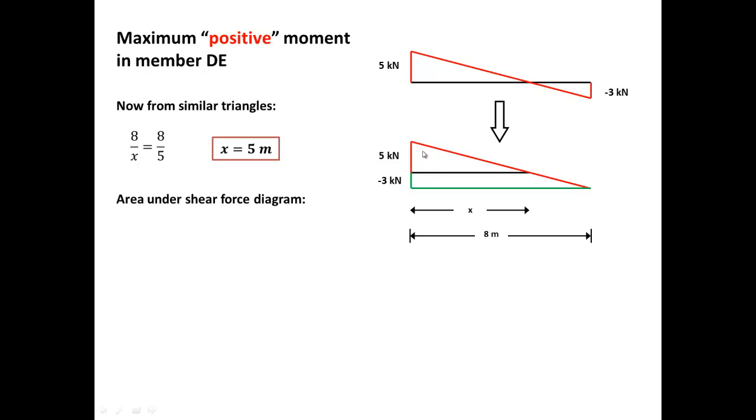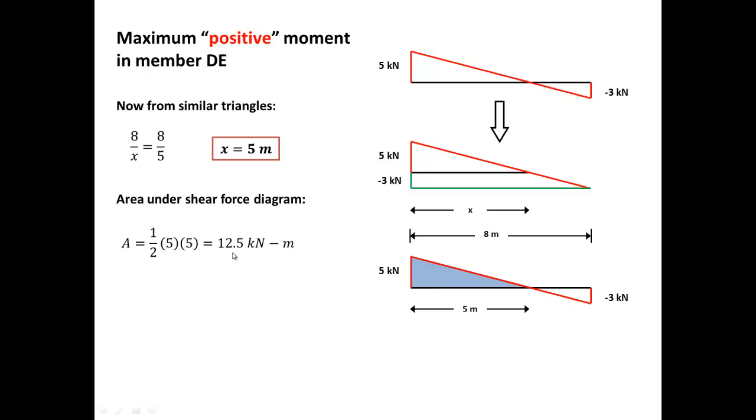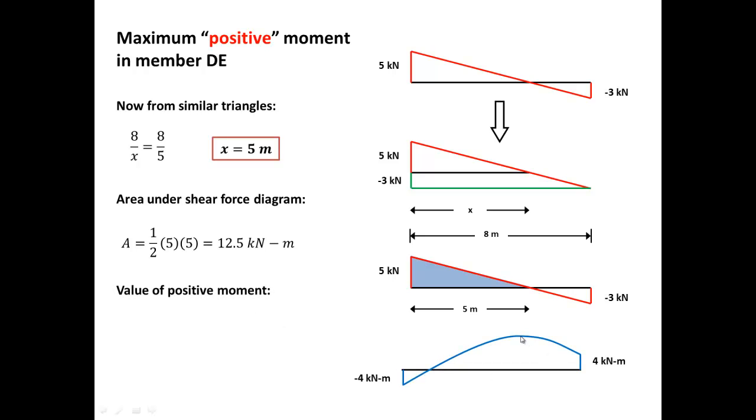Now I can calculate the area under the shear diagram. The area is 12.5 kilonewton meters. Is that the maximum moment? No, it's not. The maximum moment here would equal 12.5 if you started your diagram from the 0 right here, but you started from the -4. So what you need to do is add this -4 to this number to get the maximum moment, which turns out to be 8.5 kilonewton meters.